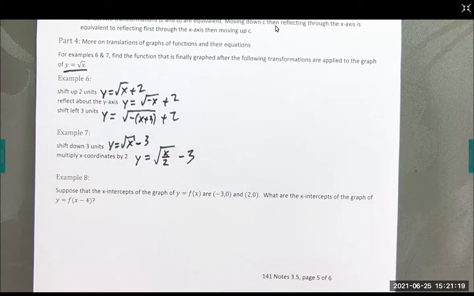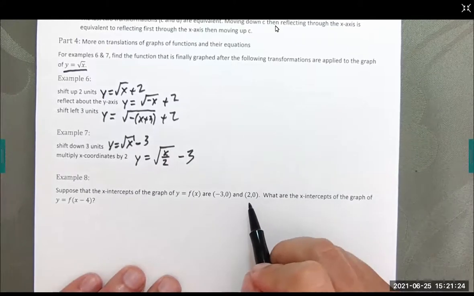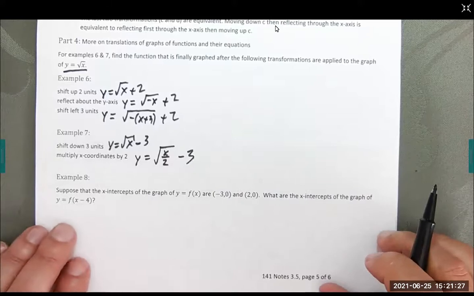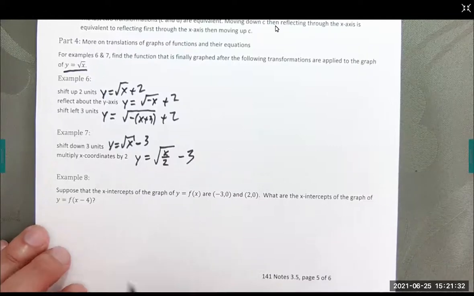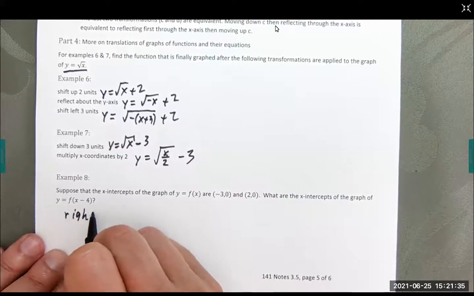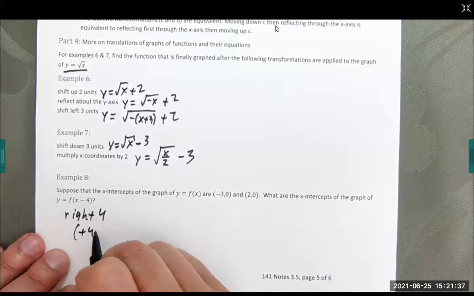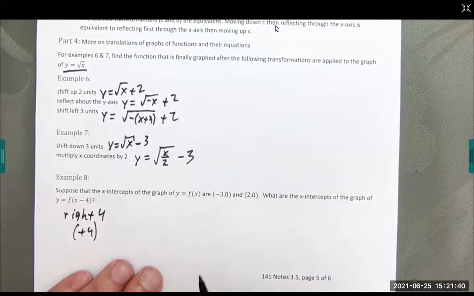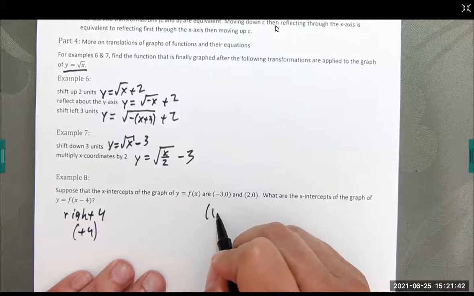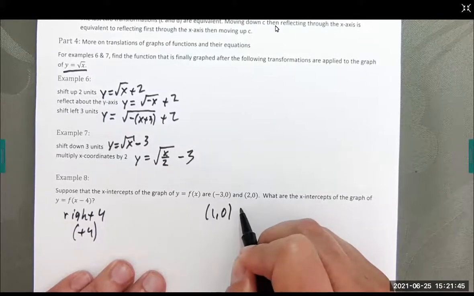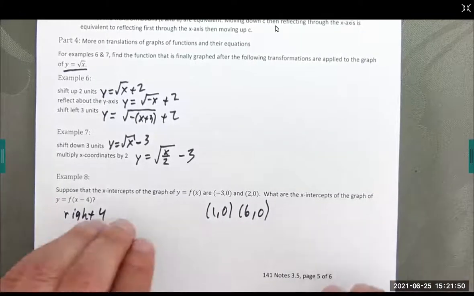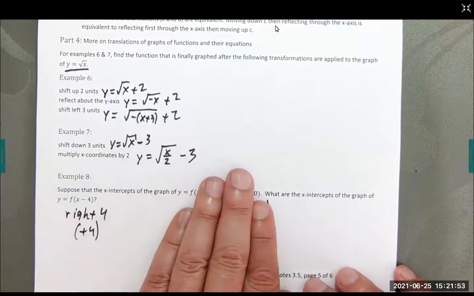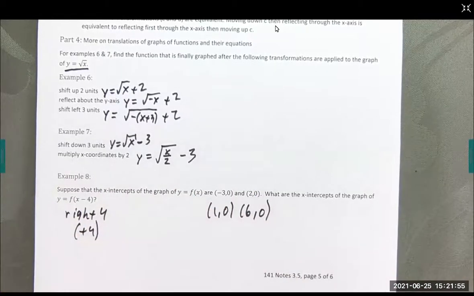All right. Suppose that the x-intercepts of the graph are here and here, negative 3, 0, and 2, 0. What are the x-intercepts of the graph of f of x minus 4? So this is to the right 4, which means add 4. So these coordinates become 1, 0, and 6, 0. So the whole graph, whatever it was, moved to the right, and so the x coordinates are going to reflect that.